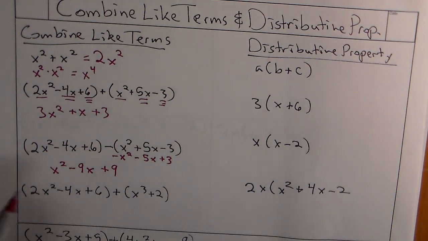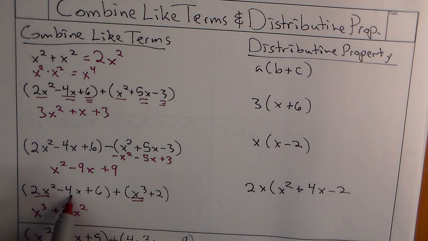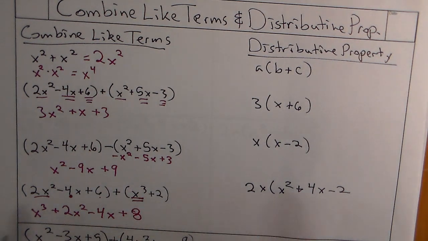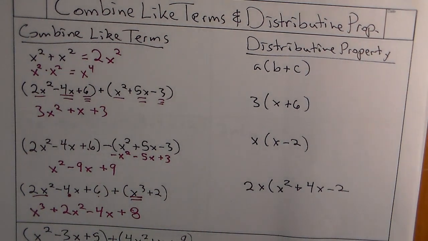Now in the next one here, we have an x squared and an x to the third. These are not like terms, but we always put the largest exponent first. That's an x to the third. Then we're going to go 2x squared. 4x, the negative 4x is the only x term, so that's next. And then 6 and 2 gives us 8. So combining the like terms, always writing the exponents in descending order.